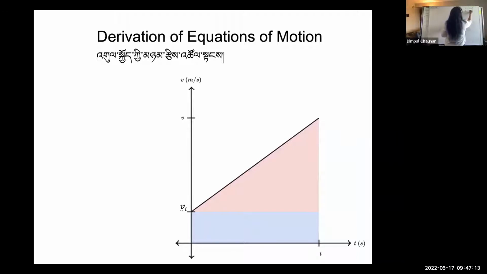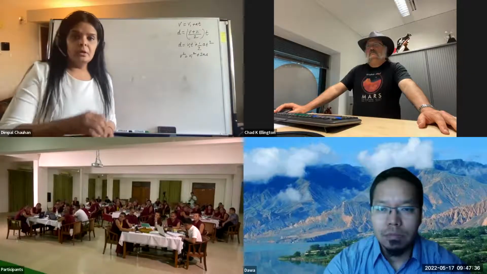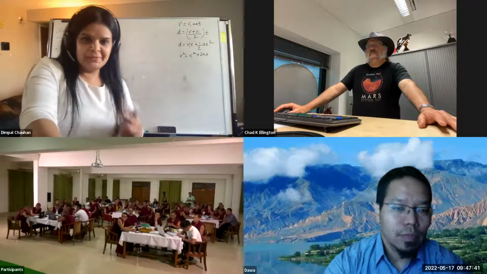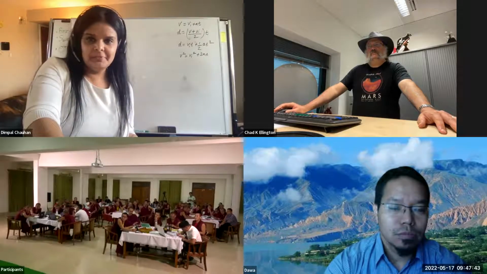So these were the equations. And then let's derive these equations one by one. So I wanted to show the graph. So let's go back to the PowerPoint if possible.